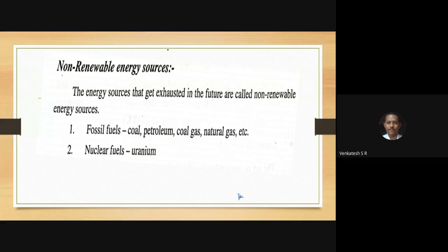Non-renewable energy sources. Below that, write down number one, fossil fuels: coal, petroleum products, coal gas, natural gas, etc. Below that, write down number two, nuclear fuel: uranium.